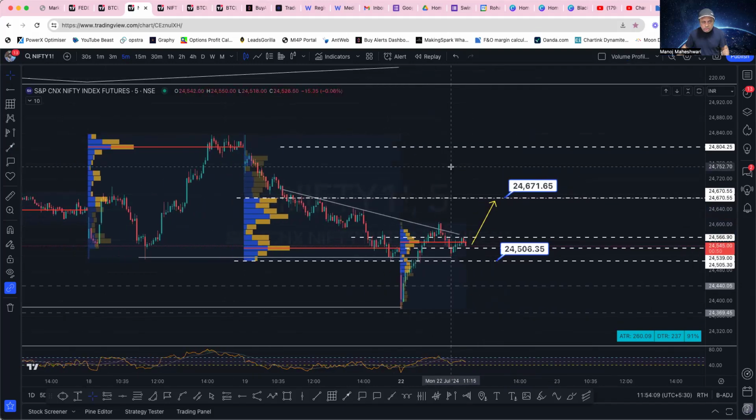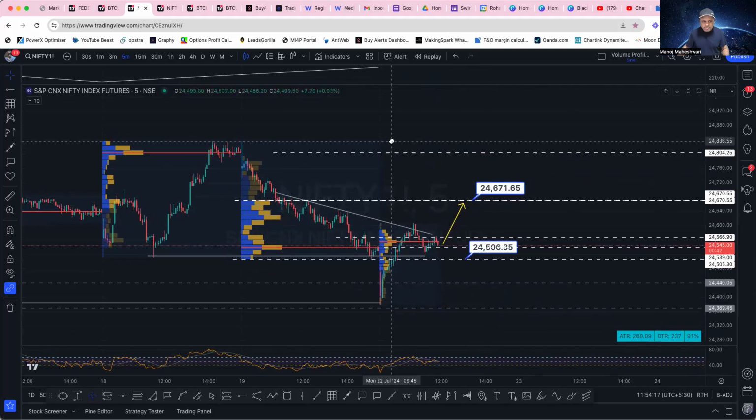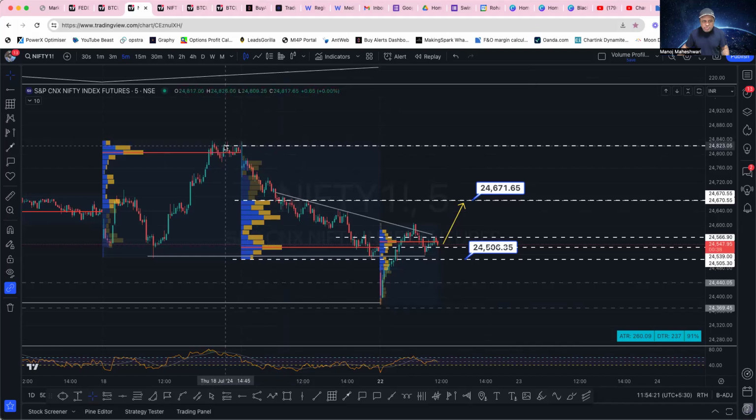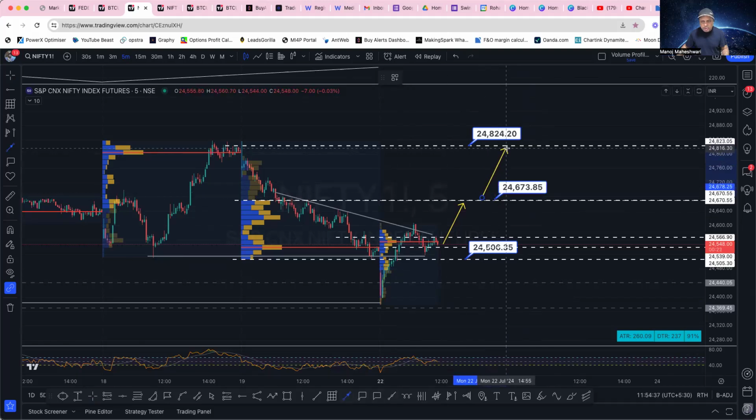Now, going forward, not using value or the volume profile, but using another concept called liquidity, we are going to tag back into this territory, the 24,800 odd levels. That is something that is going to happen tomorrow or the day after. I can't say the time, but yes, we are going to go and test the liquidity up here.